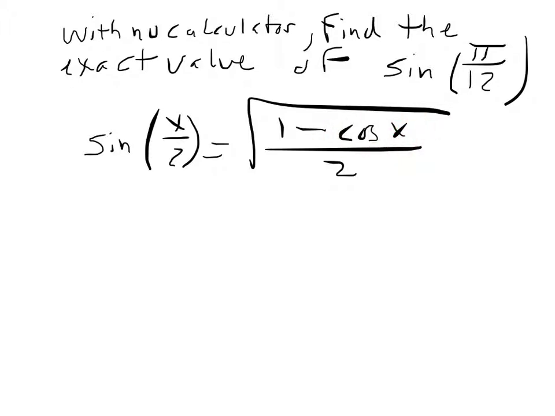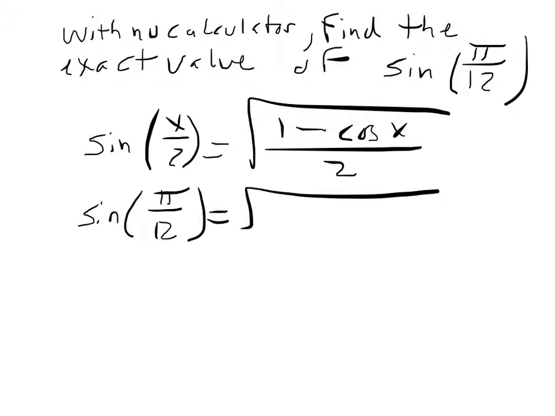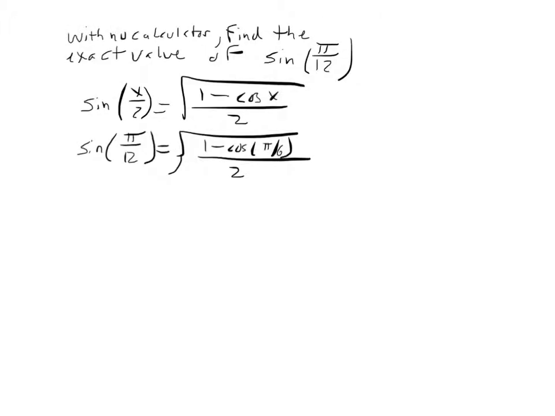Note, I can find the cosine of pi over 6. So I go ahead and do that. I get the sine of pi over 12 equals the square root of 1 minus the cosine of double pi over 12, which is pi over 6, all over 2. And this is all under the square root. And you could say, hey, I found an exact value. I'm all set. There it is.